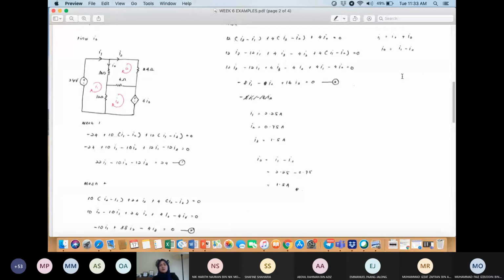Okay, so use your calculator to solve for these three simultaneous equations with three unknowns, and you can directly get I1, I2, and also I3. So I1 is 2.25 ampere, I2 is 0.75 ampere, and I3 is 1.5 ampere. However, the question asks you to find I0. So you already know that I0 is equals to I1 minus I2. So I1 is 2.25 minus 0.75. You will get equals to 1.5 ampere.